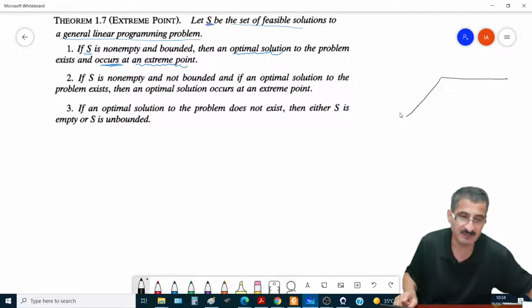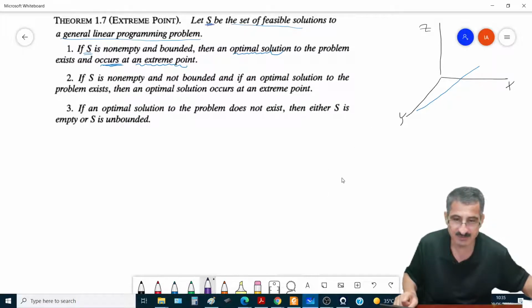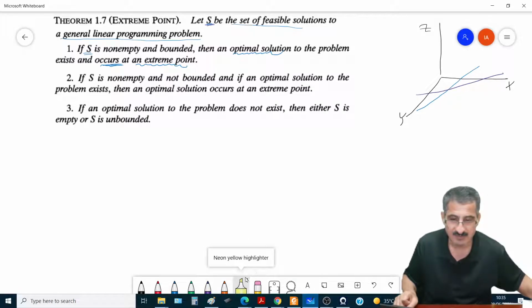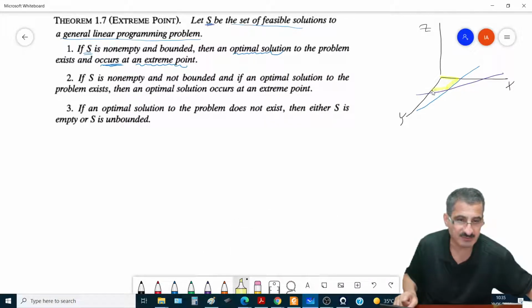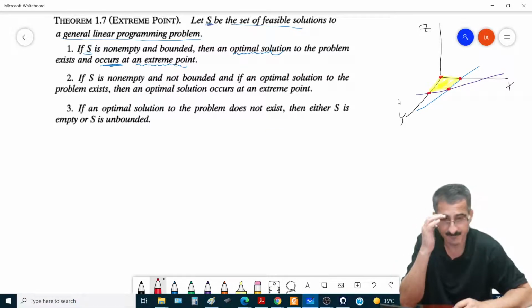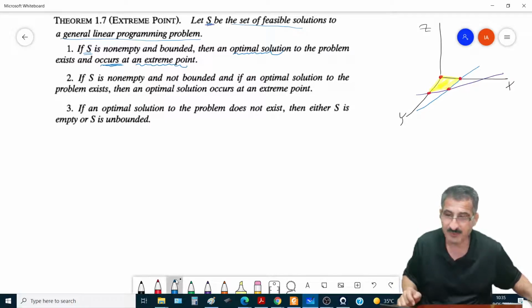And actually we have seen this before, like when we have y, x, and z, and we had a line like this, and another line like that, and then the convex set was this here. So this is non-empty and bounded, and this theorem says, as I have explained before, the optimal solution will happen at one of these extreme points. Good? Okay.